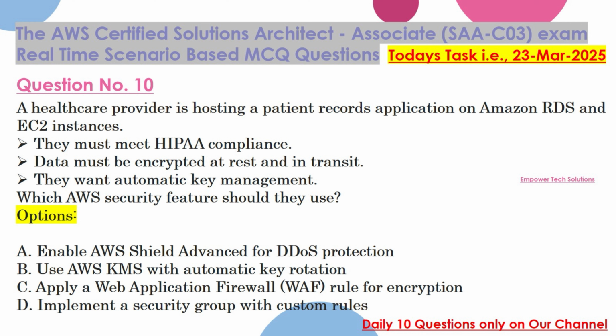Options: A. Enable AWS Shield Advanced for DDoS protection. B. Use AWS KMS with automatic key rotation. C. Apply a Web Application Firewall (WAF) rule for encryption. D. Implement a security group with custom rules.